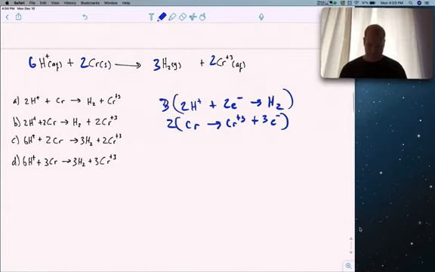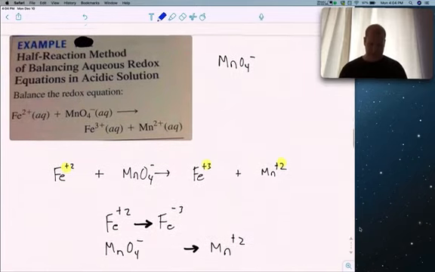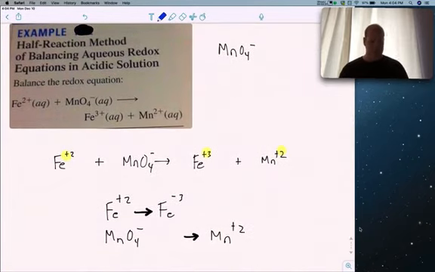Okay. All right. Something a little more difficult. Balance this reaction: iron 2+ plus permanganate going to iron 3+ and manganese 2+. So it's really easy to figure out the oxidation states for iron and manganese, as they're monatomic ions. They're plus 2 for iron 2+, plus 3 for iron 3+, and plus 2 for manganese 2+. What about for permanganate?